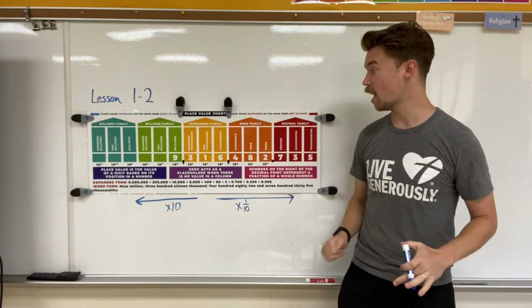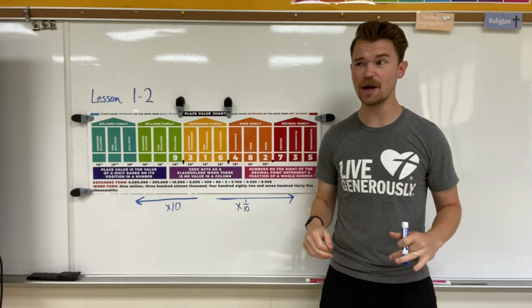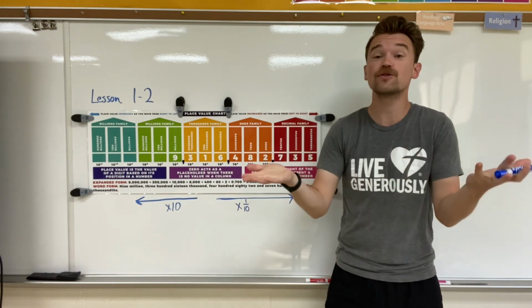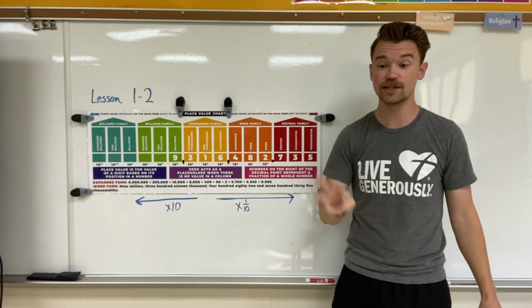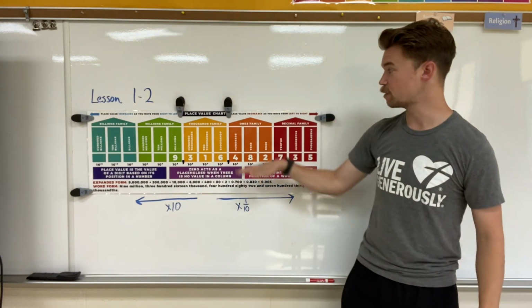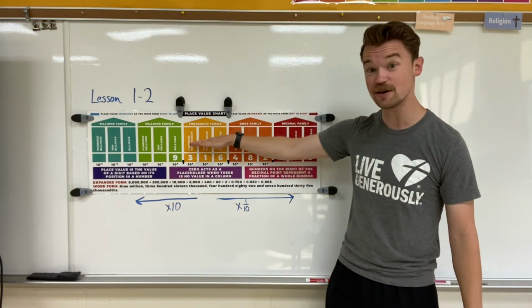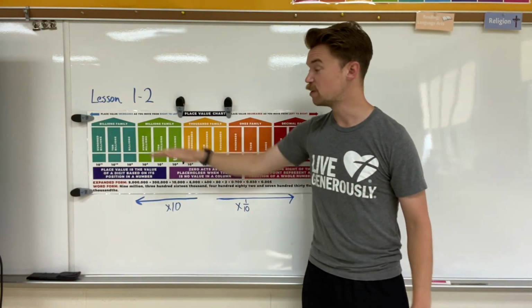Now, in our previous lesson we talked about different types of place values on the place value chart. And we talked about how they're divided up into groups, or we call those groups periods, and every period has 3 place values. We talked about the ones period and the thousands period, but today we're going to be talking about the millions period.